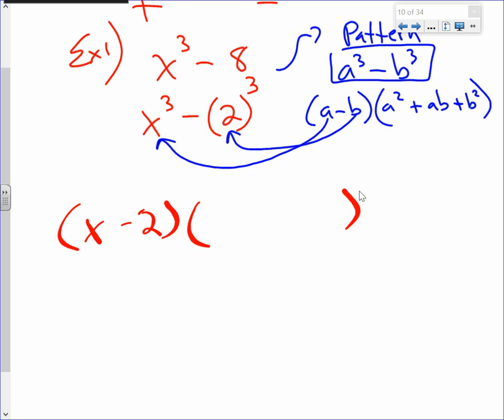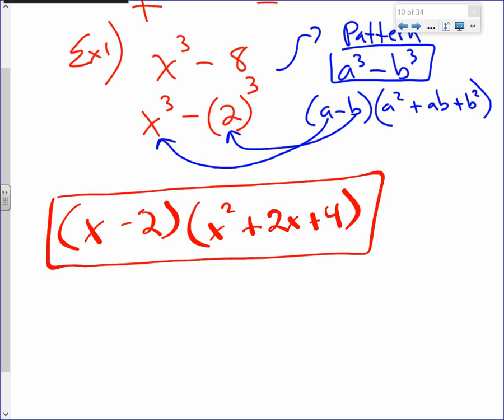A squared, what's my A? It's x, okay, x squared. Plus AB, what's A times B? Well, A is x, B is 2, what's x times 2? 2x. That's easy. Then plus B squared. What's my B? 2, so it's 2 squared. What's 2 to the second power? Thank you. We're done. Here are our factors.